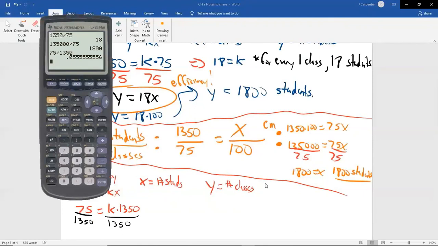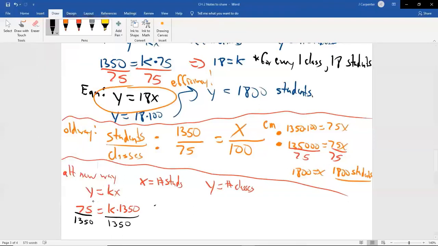Don't write that for a k. That's a bad idea. What you should instead do, and it would be okay if this wasn't a continuous fraction, but it is, so instead, what you should just do is reduce them instead. And you could reduce the 75 and the 1,350 by 5 or by 25, all sorts of options. We already know that 1,350 divided by 75 is 18. So that means if I reduce this completely, what you'll get is 1 over 18 is equal to k, if you reduce that as a fraction. So then what that means is our equation is now y equals 1 over 18x.